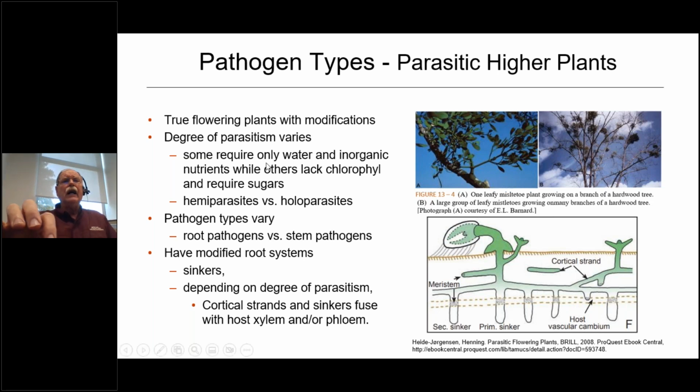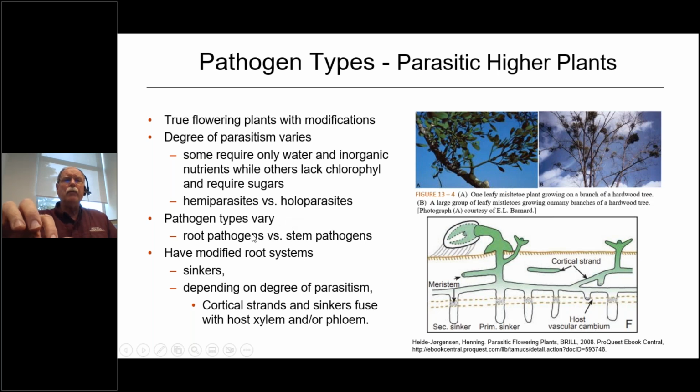We've also got, and I say that right up here, some require only water and inorganic nutrients. Others lack chlorophyll, and therefore they're yellow, and they require sugars. And that's what we consider the difference between hemiparasites and holoparasites in the world of parasitic higher plants. Hemiparasites are only partly parasites because they only need water and inorganic nutrients. Holoparasites are completely parasitic on the plant and are usually yellow. They have no chlorophyll.